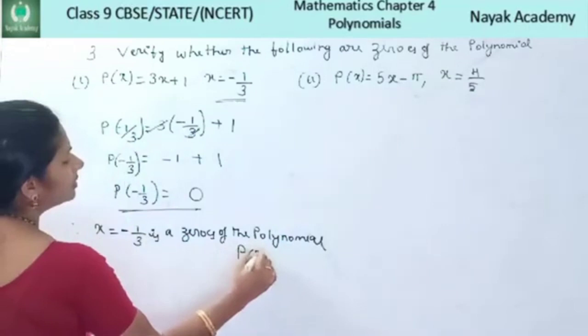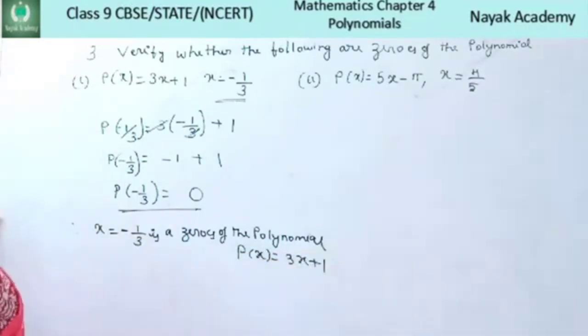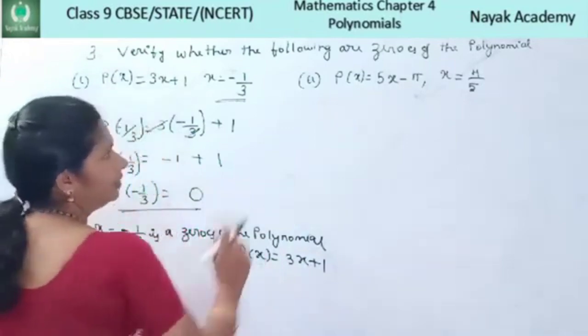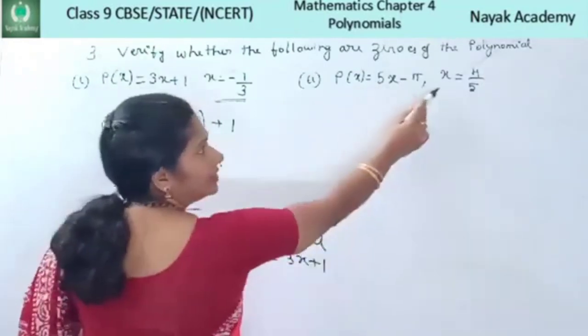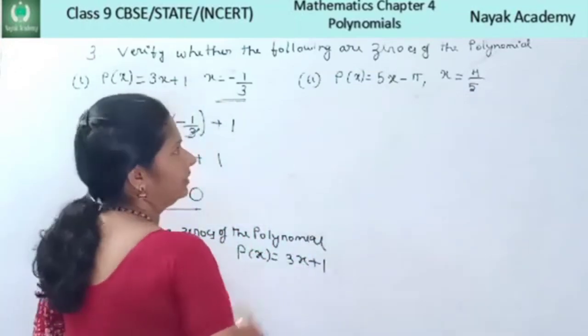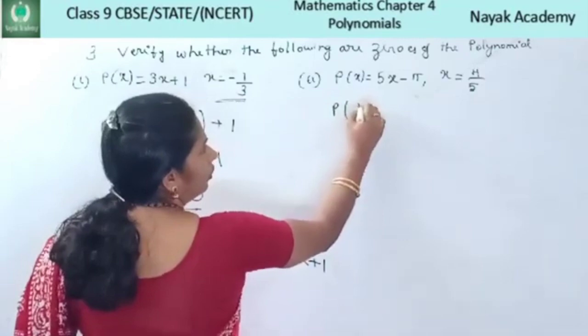Polynomial P of x is equal to 3x plus 1. Coming to the second question, P of x is equal to 5x minus pi. x is equal to 4 by 5. Now let us find the value of P of 4 by 5.